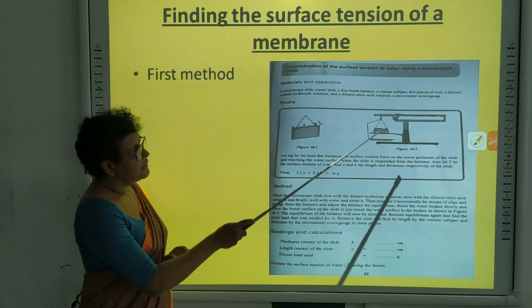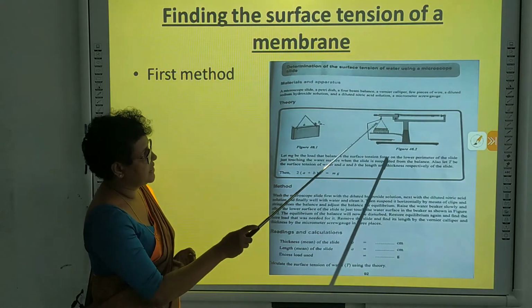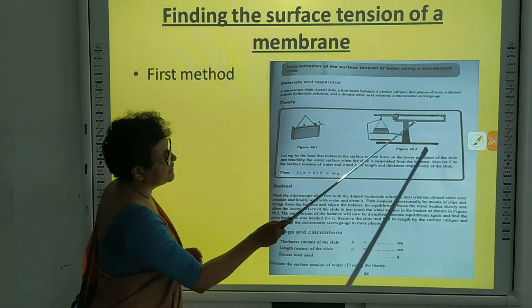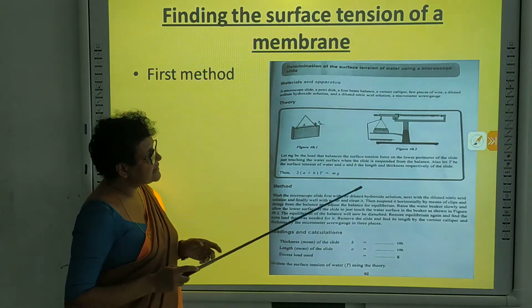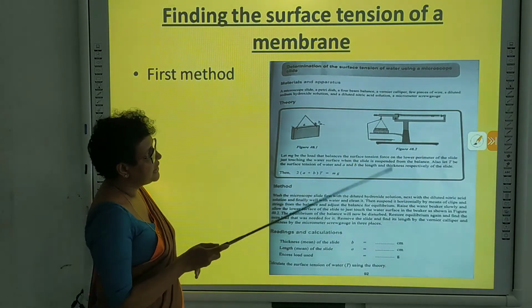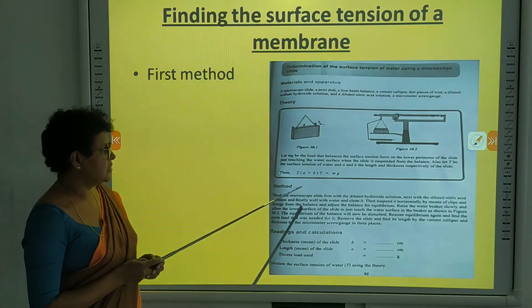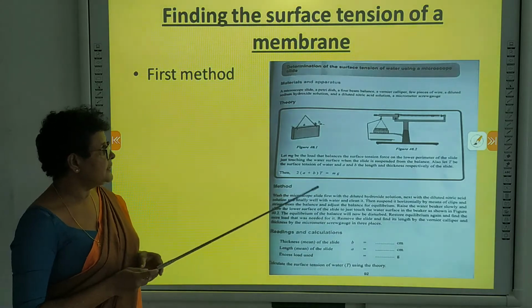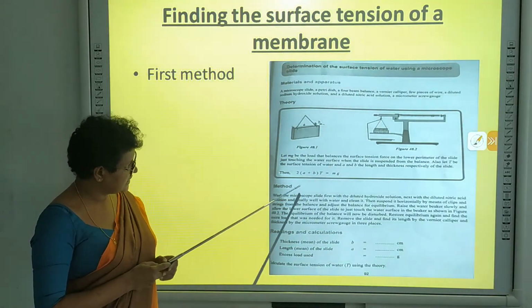Now, this balance will be disturbed and you have to add a little more weight to get the balance again, and this additional weight is equal to the surface tension force of this liquid, right? Now how to calculate this surface tension?